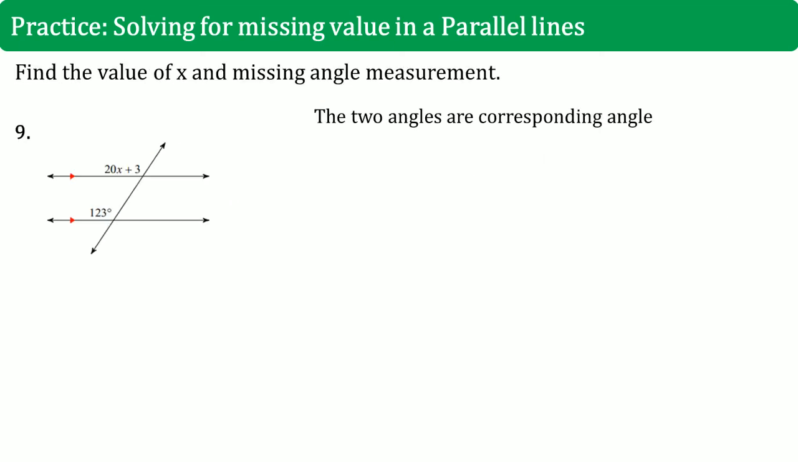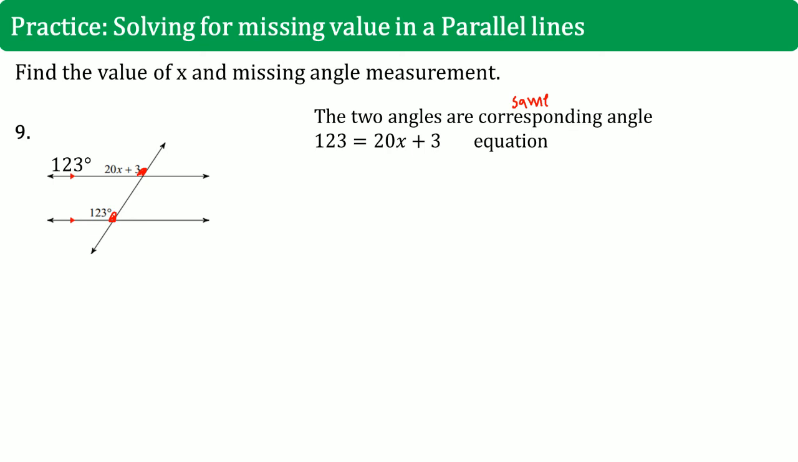This is another harder question. Find the value of x and the missing angle measurement here. Okay, this and this. How would you set up the equation? Here, I helped you out by telling you that the two angles here are corresponding angles. What do they mean by corresponding? They are the same. So that is why you are allowed to set up this equation.